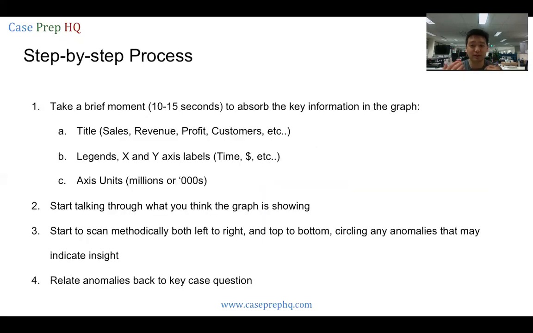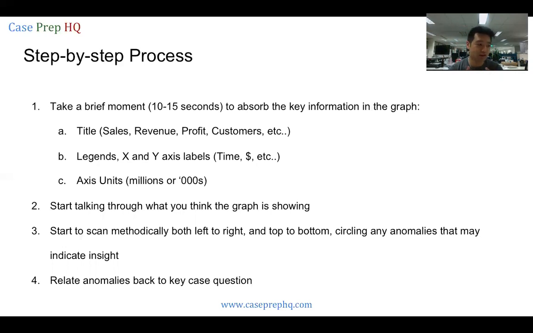So let's talk about a step-by-step process for how to solve the data you're handed. Typically, you're going through your case or making your framework, and the interviewer at some stage will say, yeah, that's a really interesting question to look into. What would you say if we do this analysis and get this data? And they'll hand you a graph or a table with a whole bunch of data on it. So what should you do at that stage?